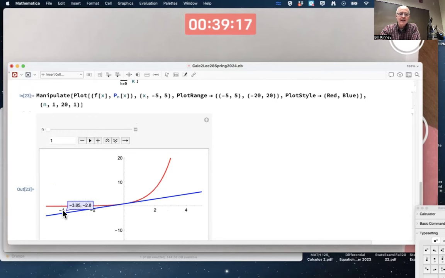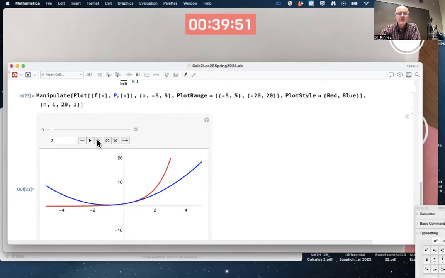E to the x in red, and this blue graph, think about it, that's the graph of 1 plus x. Slope of 1, y-intercept of 1. Let n increase to 2. You're going to get a quadratic parabola approximation to e to the x, which approximates e to the x really well near 0. The function values are the same there, 1. Slopes are the same there, 1. Second derivatives are the same there, 1.